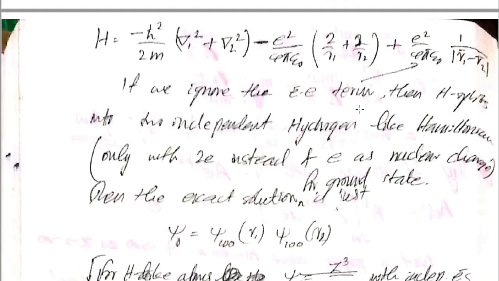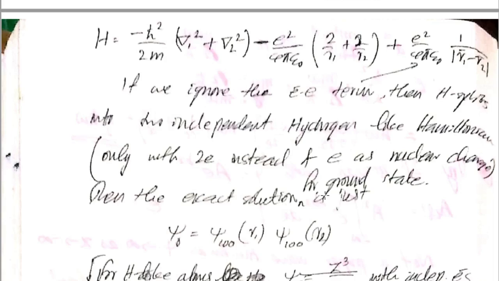So if we ignore the electron-electron term, the Hamiltonian splits into two independent hydrogen-like Hamiltonians. That is, there are two independent electrons. They are interacting with a nucleus having a charge 2e. The only difference is 2e instead of e as the nuclear charge in hydrogen atom. So this is called a hydrogen-like atom.